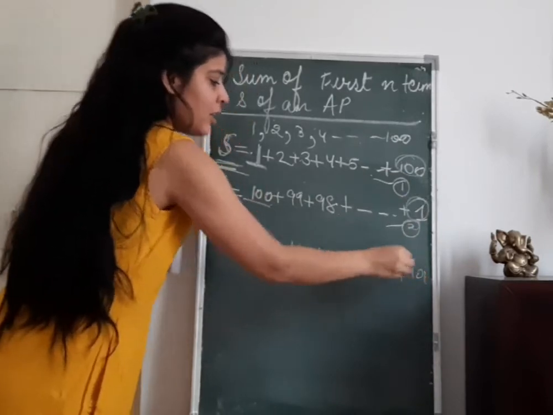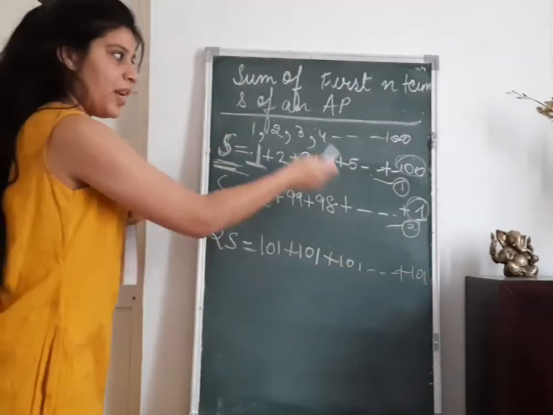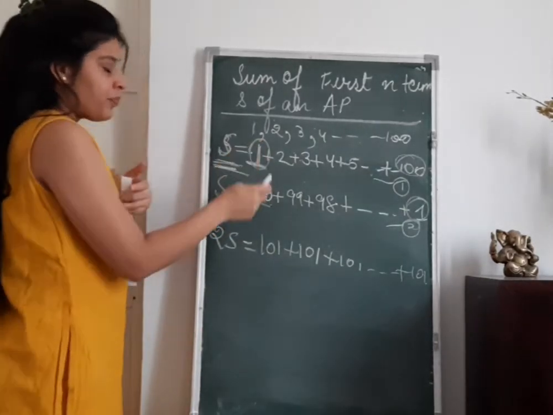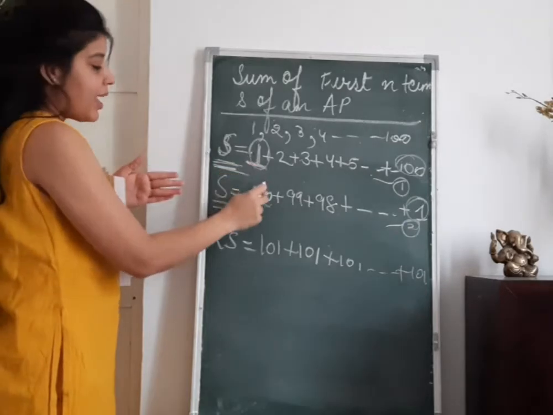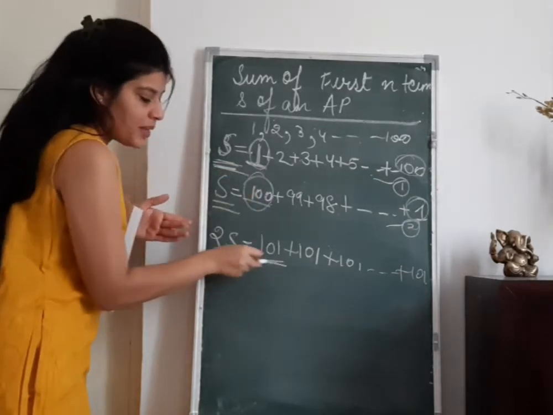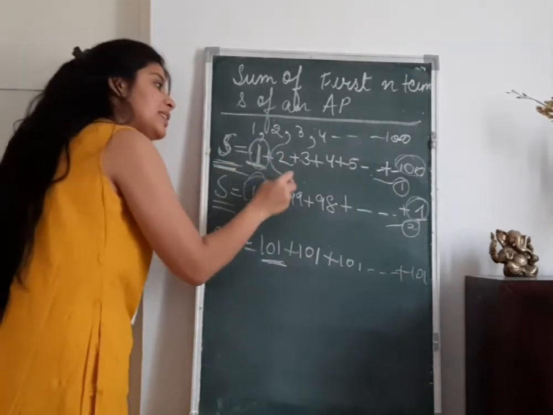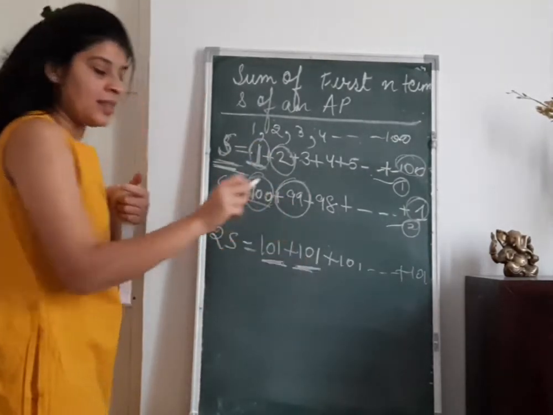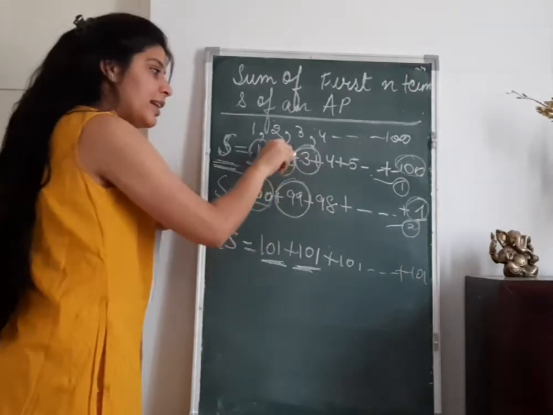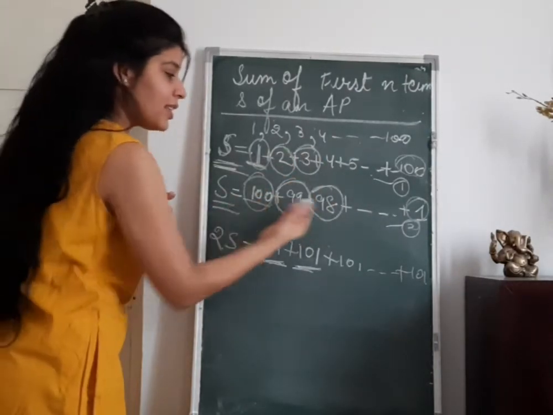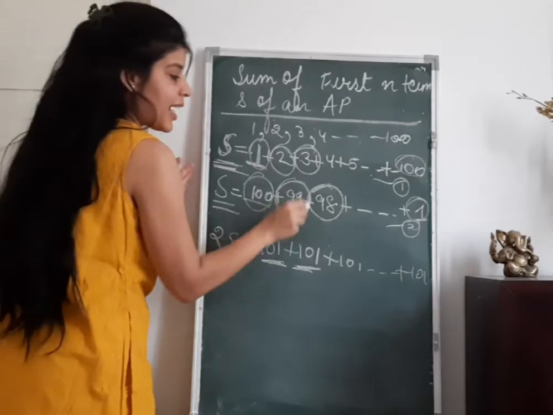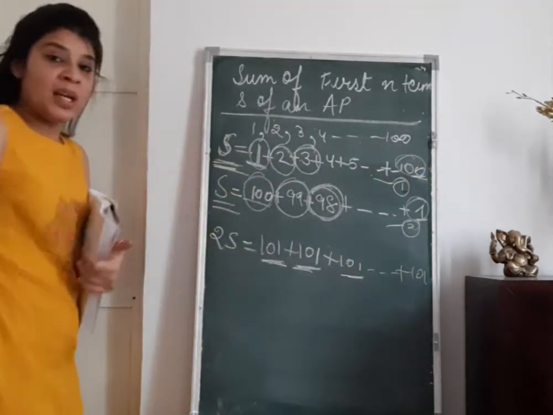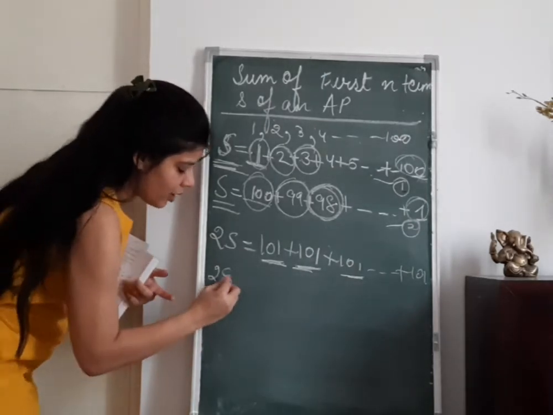So isn't this an interesting thing happening in this AP? If you are adding the first term and the last term, then the sum is the same. If you are adding the second term and second last term, again the sum is the same. If you are adding the third term and third last term, because I have written this in reverse order, so this 98 is the third last term from here, again the sum is the same.